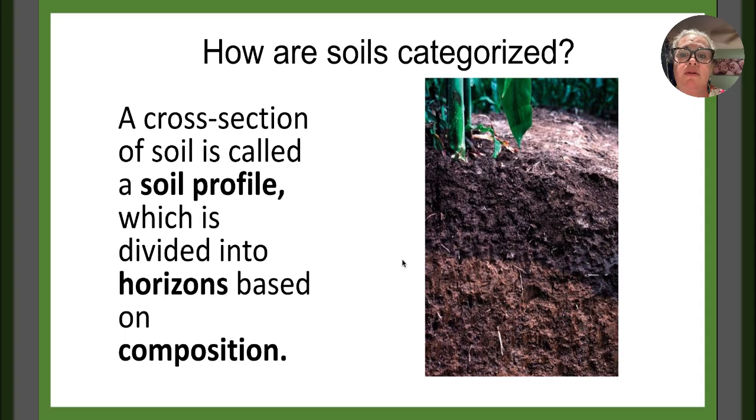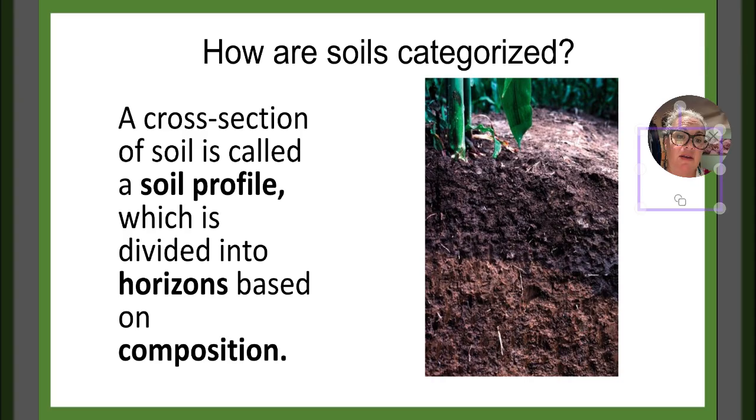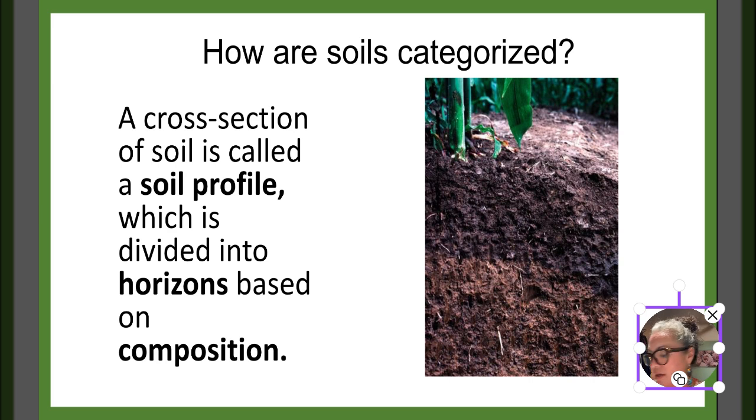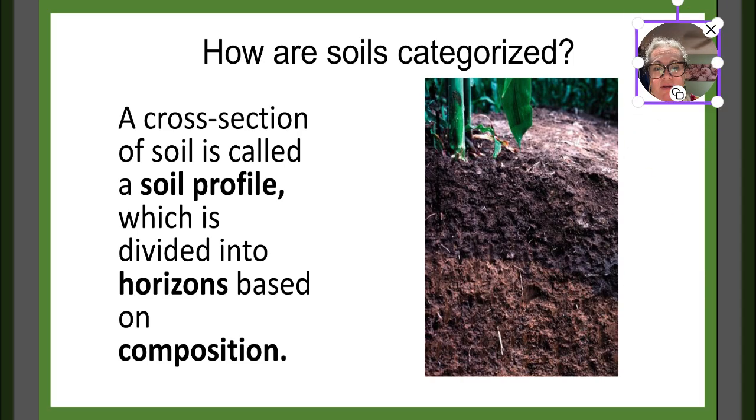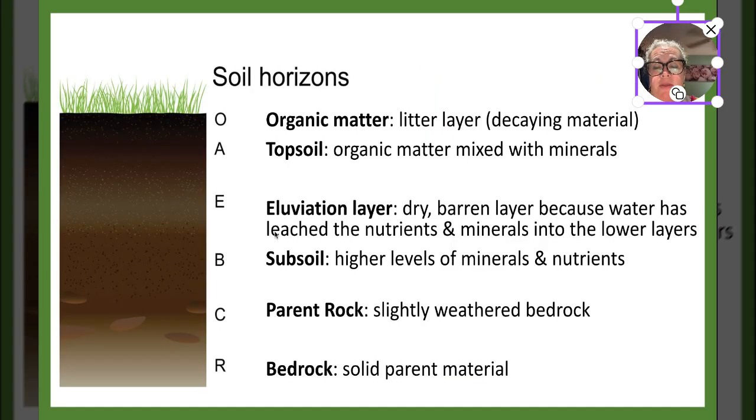We categorize soil in something called a soil profile, and this is an example of a soil profile. So you can see, I'm moving myself down here, this lower level is a different color than this level here, right? And that is an indicator of different components being present in those layers of soil. So this is called a soil profile. We call those different layers horizons, and they are really determined by the composition of the soil and what's actually in that soil. So here is an example of how we split that out.